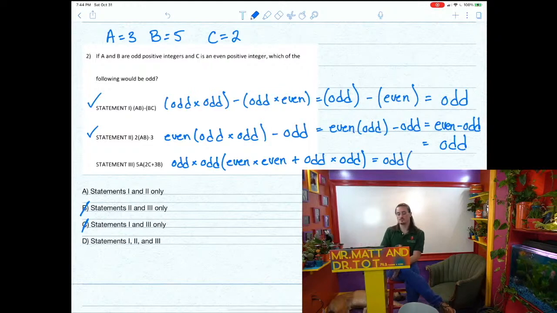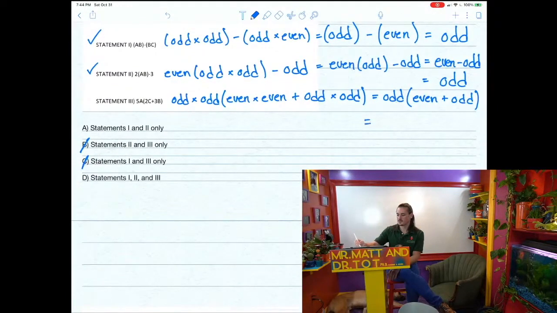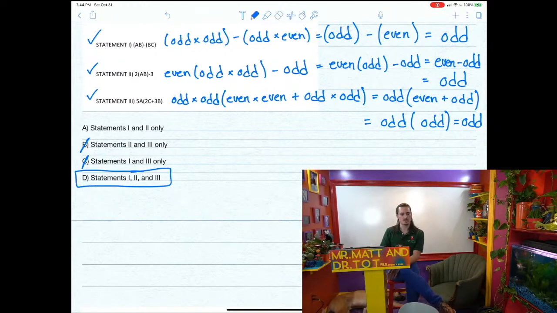Inside the parentheses, we want to do multiplication first. So we have an even times an even. That will result in an even. Plus an odd times an odd. That will result in an odd. Notice that an even plus an odd will always result in an odd. So inside the parentheses, even plus odd will always result in an odd. And then an odd times an odd will always produce an odd product. So statement 3 is also true. So your answer here is going to be answer selection D, which is statements 1, 2, and 3.